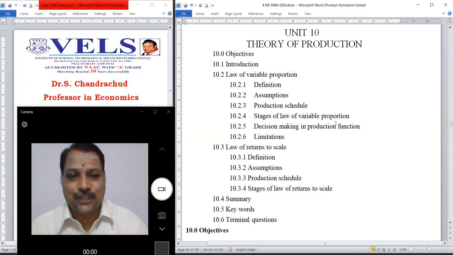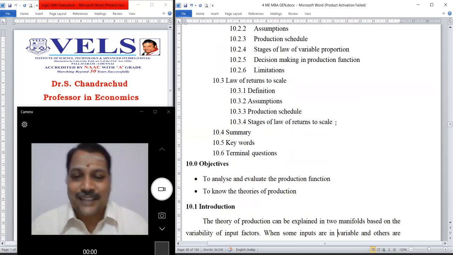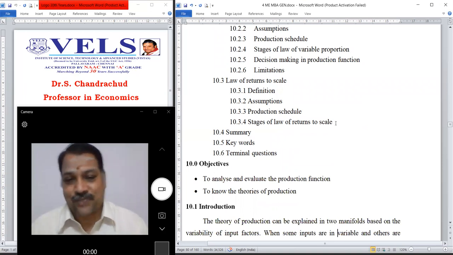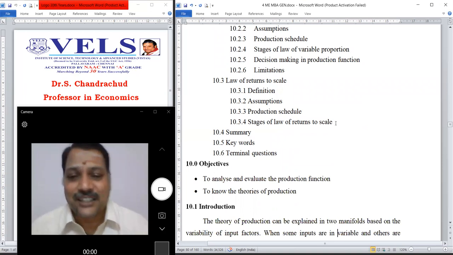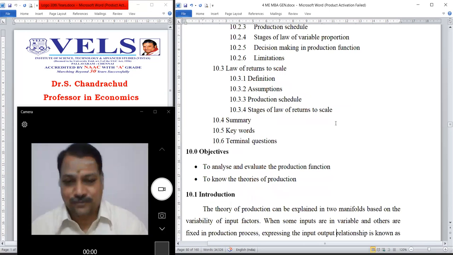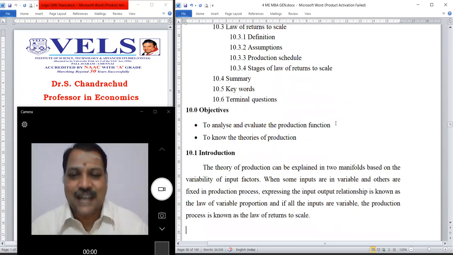The main objective of this topic is to analyze and evaluate the production function, and to become familiarized with the theories of production. Let us get into the class.